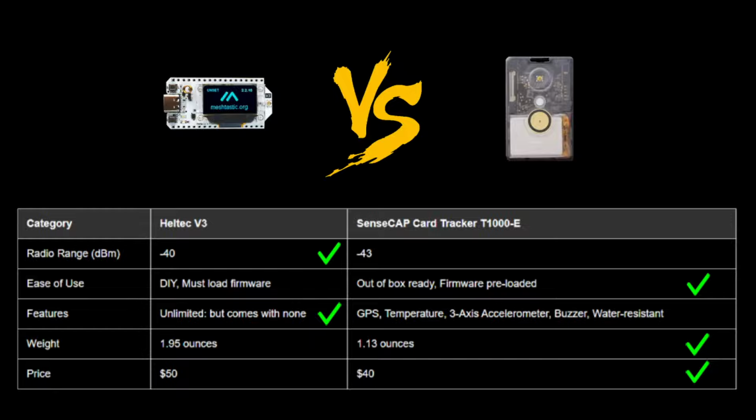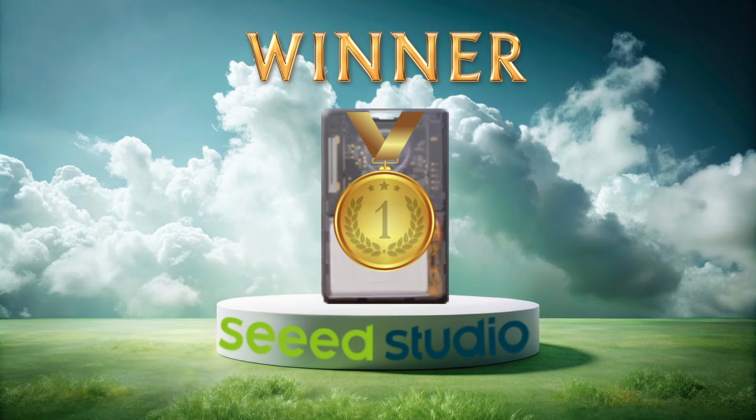So the winner is the T1000-E from Seed Studio. You might say it's not a fair comparison since these devices cater to different needs. But I'd say it's a classic, is it better to build or to buy? And in this case, Seed Studio has definitely brought a good product that's better to buy to the market than to build yourself. What do you think?